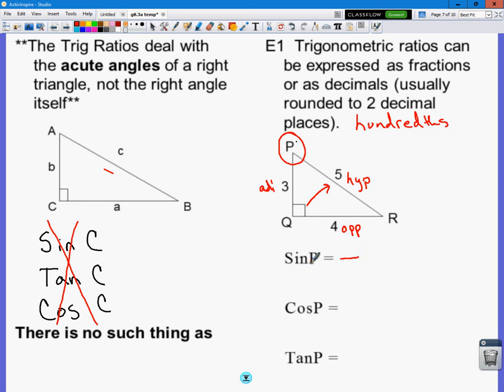The sine of P, sine, S-O-H. Opposite over hypotenuse. This would be 4 over 5. If this fraction can be simplified, we should simplify it. This one cannot. So the ratio of the sine of P is 4 over 5. And in decimal form, this would become 0.8. And I might put 0.80 if I want to keep the hundredths place there.